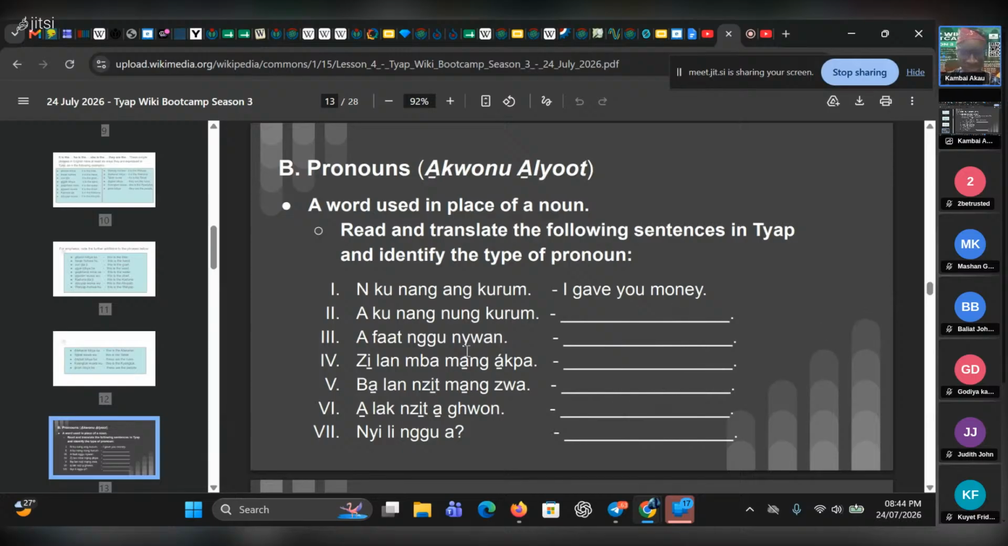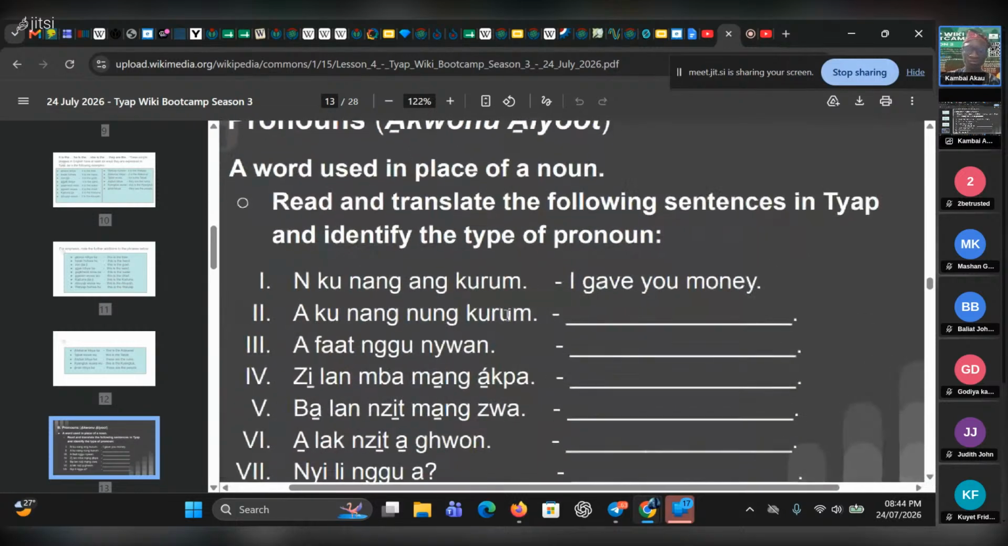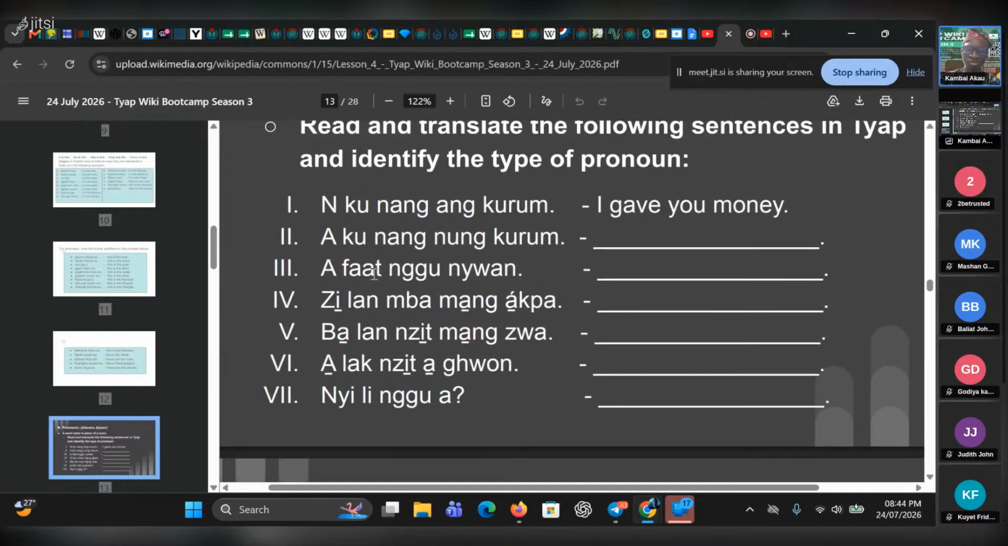Now we have a number of sentences, and I will need somebody to read these sentences in the Tiab intonation, and then give us the English meaning of it. So, who can volunteer to read these words quickly so that we can finish in time today? Can someone volunteer?